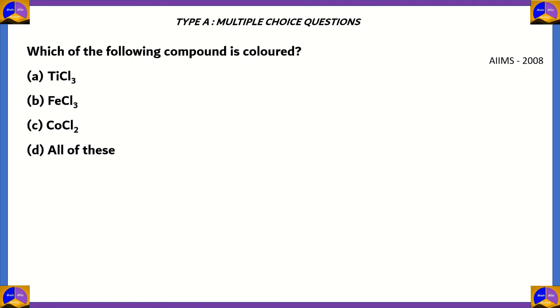Now, let's look at this question. Which of the following compounds is colored? We need to find out which of these compounds is actually colored. Again, we use the principle of unpaired electrons in the configuration.